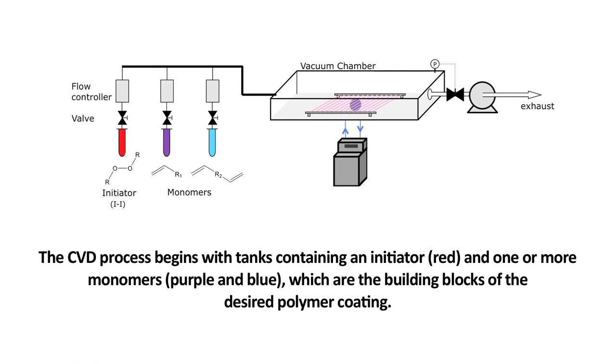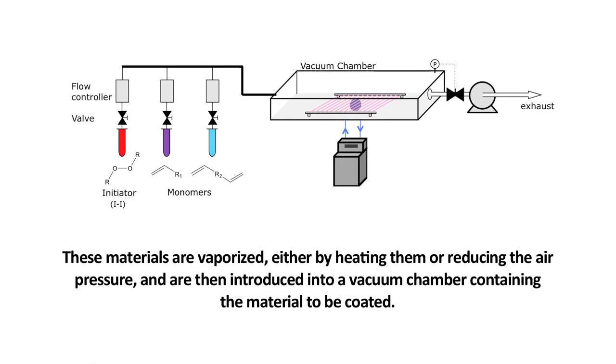The CVD process begins with tanks containing an initiator, red, and one or more monomers, purple and blue, which are the building blocks of the desired polymer coating. These materials are vaporized either by heating them or reducing the air pressure, and are then introduced into a vacuum chamber containing the material to be coated.